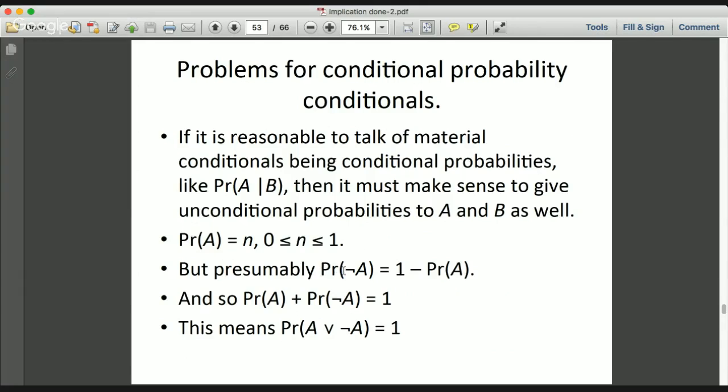But presumably you want to say that the probability of not A is just 1 minus the probability of A. And that makes sense, right? And so the probability of A plus the probability of not A is 1. And that means that the probability of A or not A is 1. Yeah. Right? That all seems perfectly straightforward. There's nothing to object to here at all.